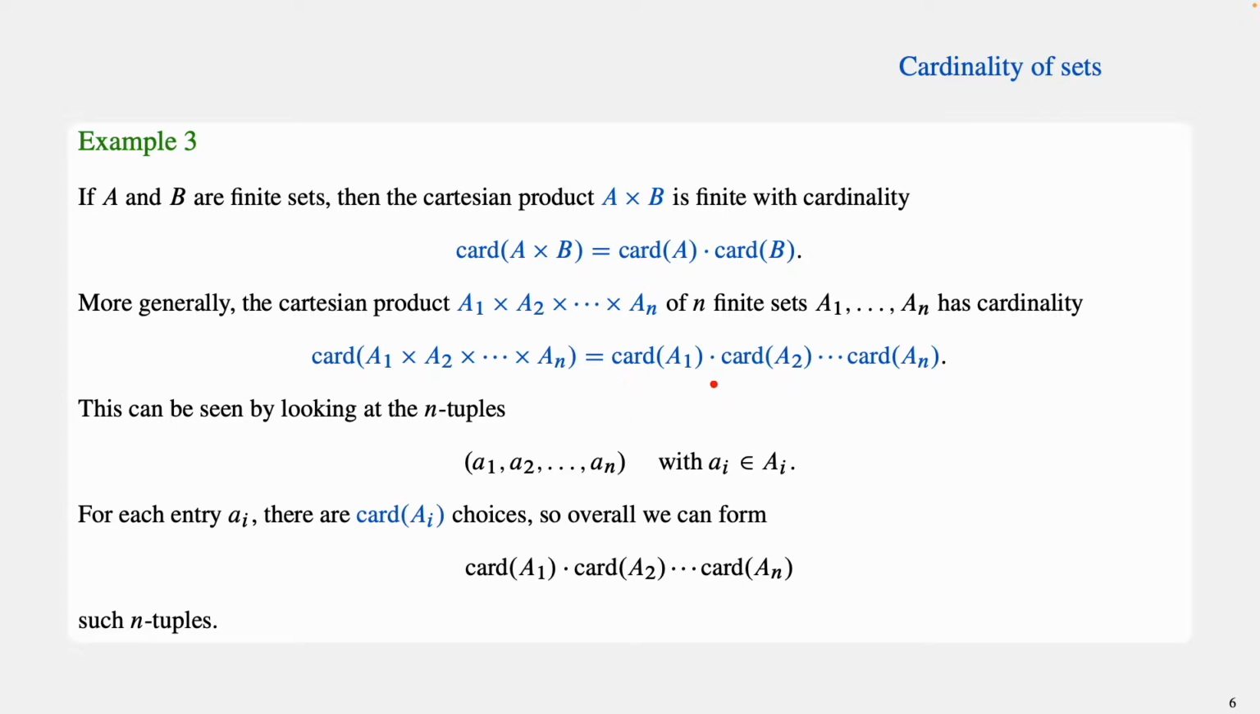So we have cardinality A1 choices for the first entry times cardinality A2 choices for the second entry, and so on until at the end we can say that the possibility of choosing such an n-tuple with entries in these sets is the product of the cardinalities of the individual sets A1, A2 up to An.